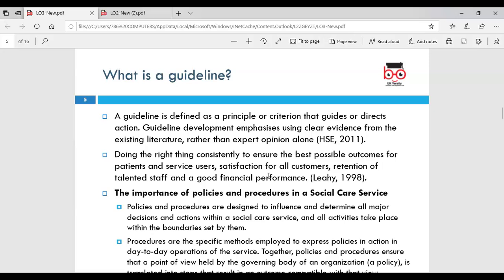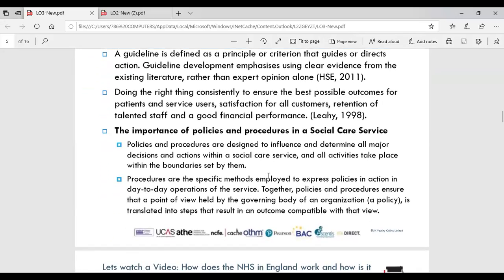So what is the importance of policies and procedures in social care services? They are there to influence and determine all the major decisions and actions that have to be taken within a social care setup, and all the activities that take place within the boundaries set by them.